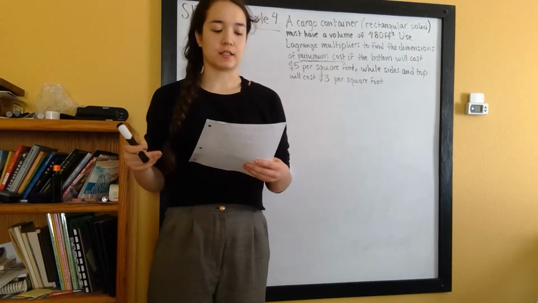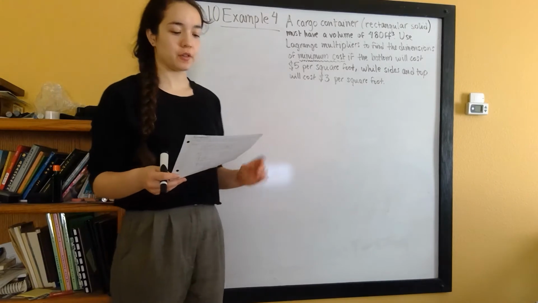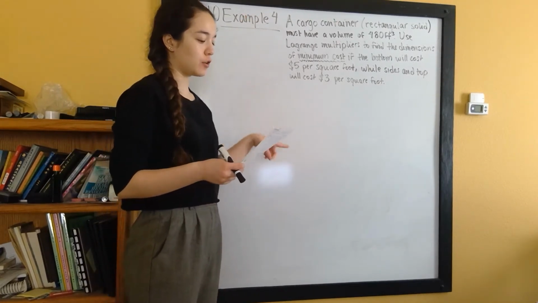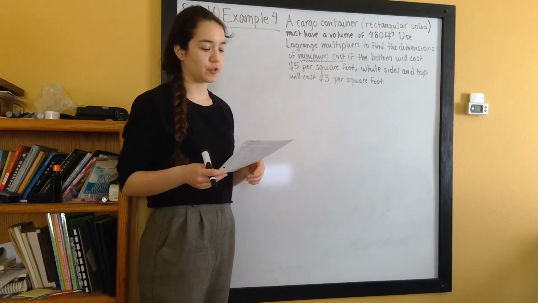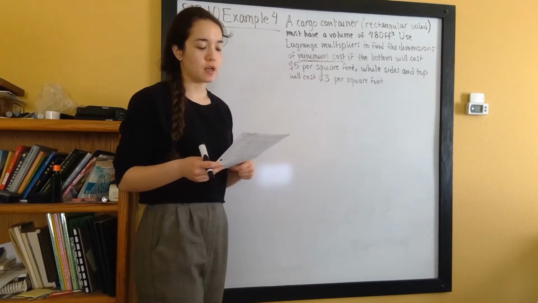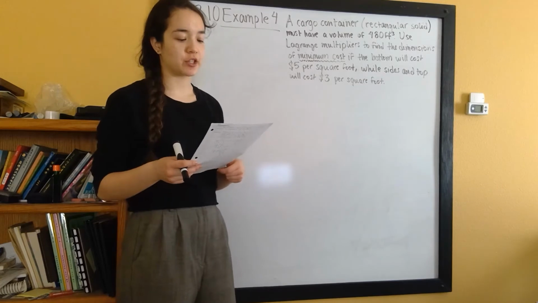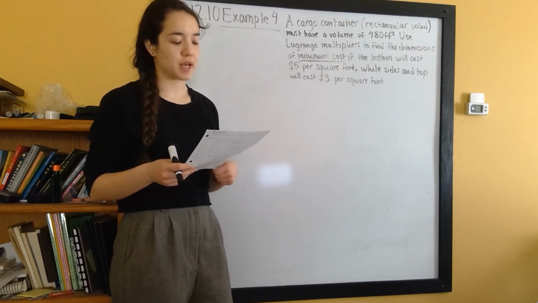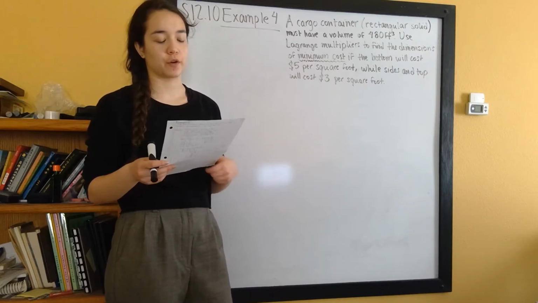Hi guys, this is section 12.10, example 4, the application problem. I've already gone ahead and written the question. A cargo container, a rectangular solid, must have a volume of 480 cubic feet. Use Lagrange multipliers to find the dimensions of minimum cost if the bottom will cost $5 per square foot, while the sides and top will cost $3 per square foot.